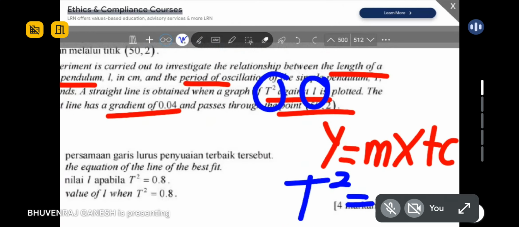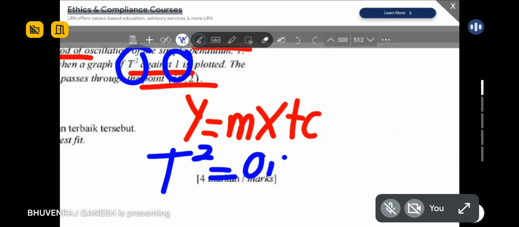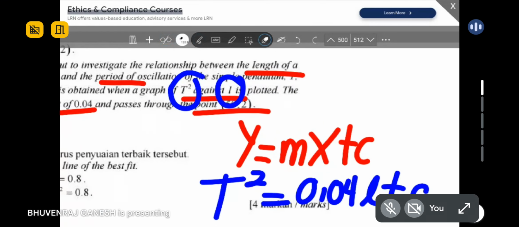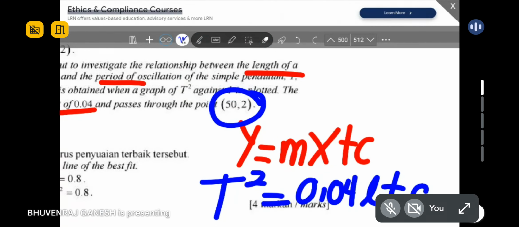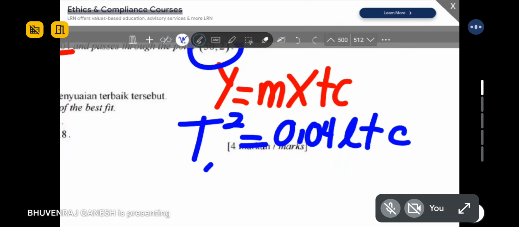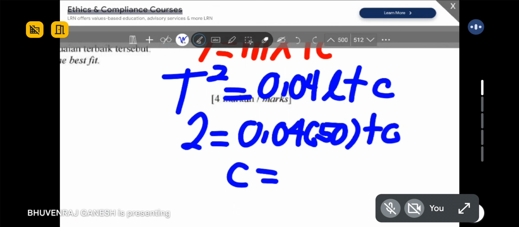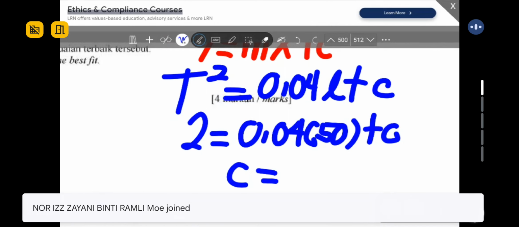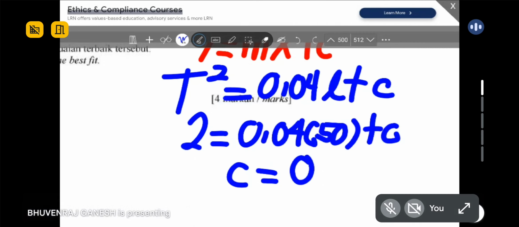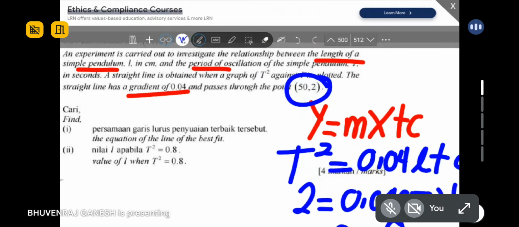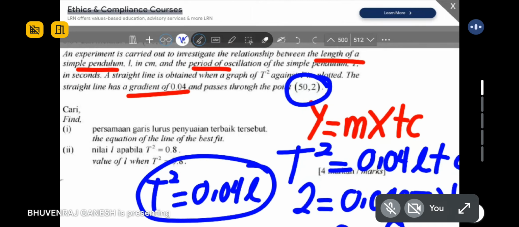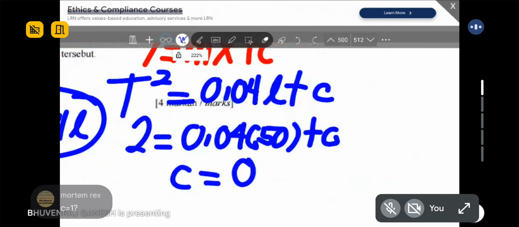So your gradient, kecerunan, is 0.04. So T square equals 0.04 L plus c. C you need to find. How to find the c? Guna titik ni. Your L is 50, your T square is 2. So substitute, gantikan, and then press calculator, get your c value. C value you should get 0, kosong, meaning it passes through the origin, asalan. So the final answer, you should have T square equals 0.04 L. Understand, guys, how to get the answer? Kosong, you will get 0.